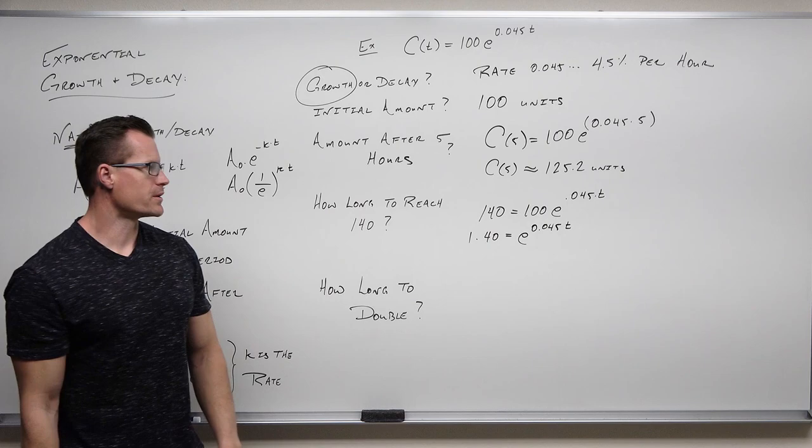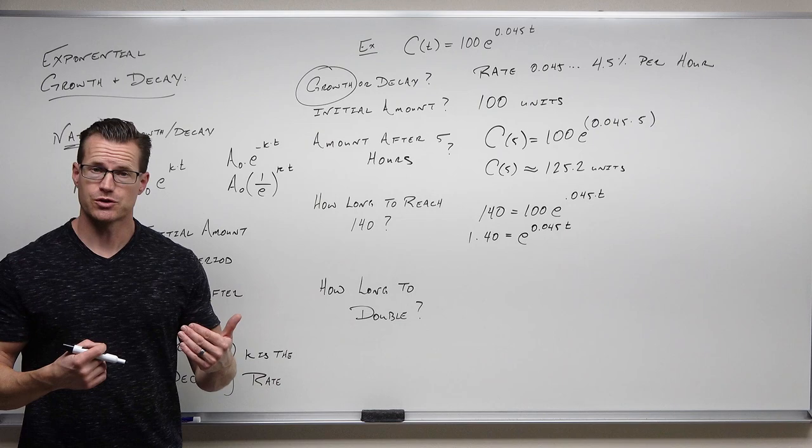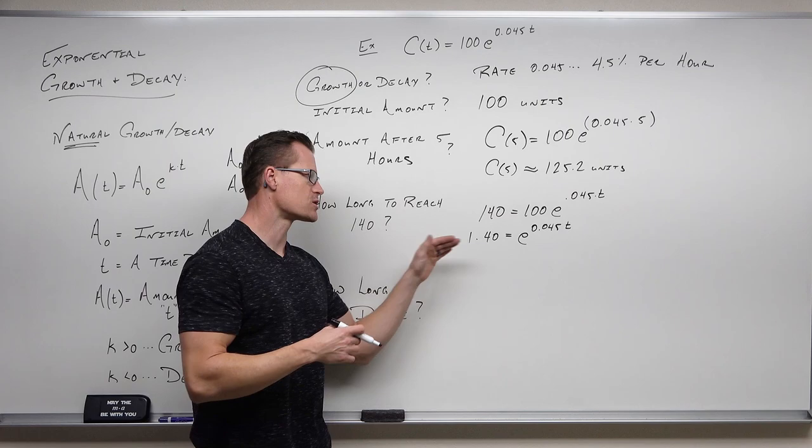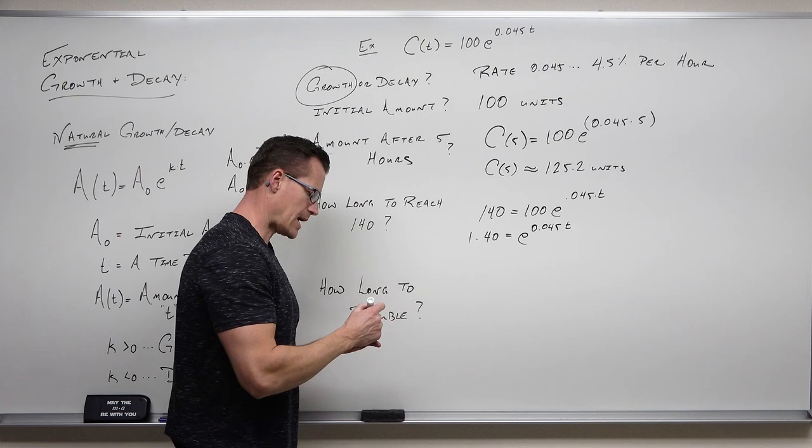So dividing by 100, 140 divided by 100 is 1.4. Now we have an exponential equation. It doesn't matter if it's decimal or not. We're going to do a logarithm of both sides. For this, just like always, use ln. Please use ln, especially when we're dealing with exponential growth and decay, because you're going to get a lot of simplification. So we're going to take a natural log of both sides.